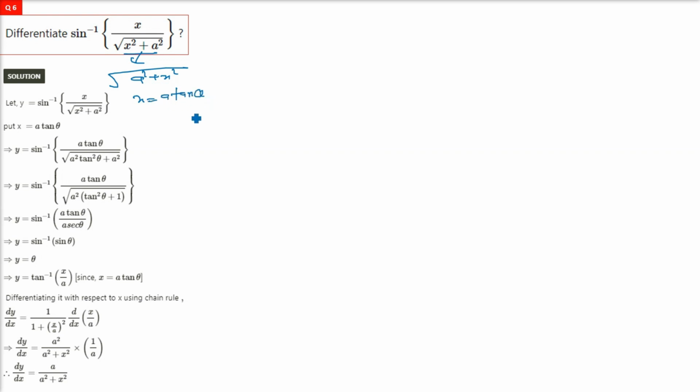But when you have under root a square plus x square, what do we put? x equals a tan theta, that we have discussed earlier also. So x is a tan theta that we are going to put. We will first resolve this. We will not jump into the differentiation directly. We will try to resolve this x as a tan theta. Let us see this. x is a tan theta, divided by under root x square plus a square. x square is a square tan square theta, plus this is a square.